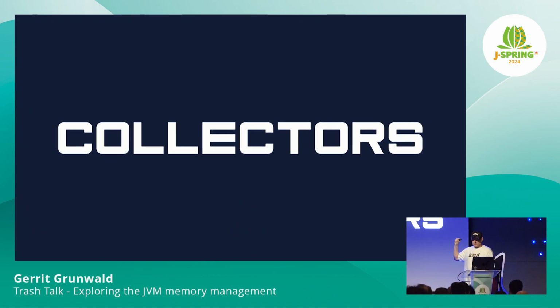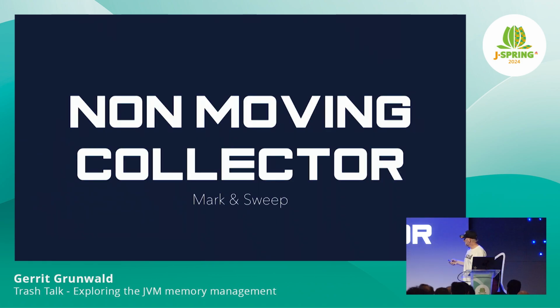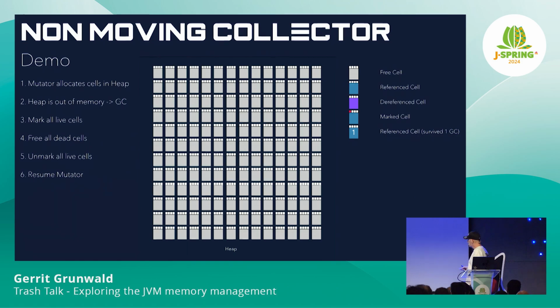We have different kinds of collectors, which are the garbage collectors that we have in the JVM. This is basic principles of garbage collection. And we start with the easiest one, which is the non-moving collector. And it's mark and sweep. Who heard of mark and sweep here? Yes. And I created a little demo that will show you how it works, because I thought it's way easier to understand if you have an animation.